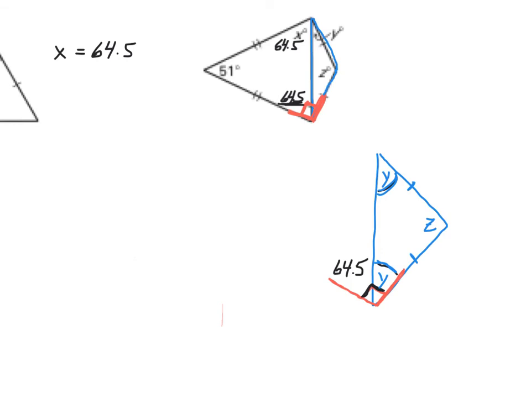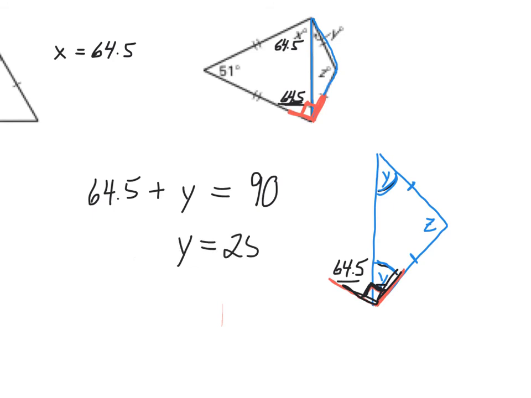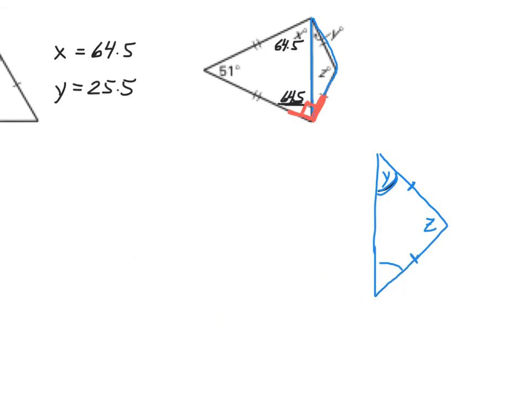So for my equation, I can say that 64.5 plus y, the angle inside the triangle, together form this right angle. So together they're going to equal 90. Well, from there, it shouldn't be hard. I'm going to end up with a decimal. So y equals 25.5. So I've solved for y, 25.5.